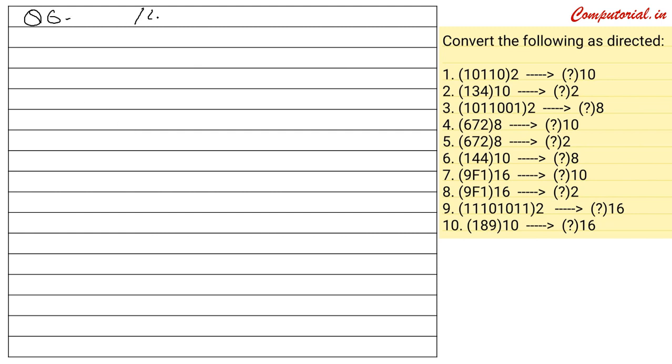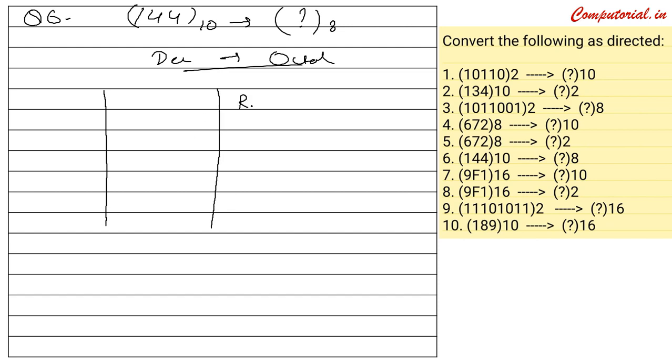Question number 6 is 144 with a base of 10 to be converted to the base of 8. So here it is a simple question of decimal to octal conversion. Whenever you are converting from decimal to octal, you have to divide the number by the next base. So here we have to write the number first. Here we will note down the remainders. It will go 8 times.